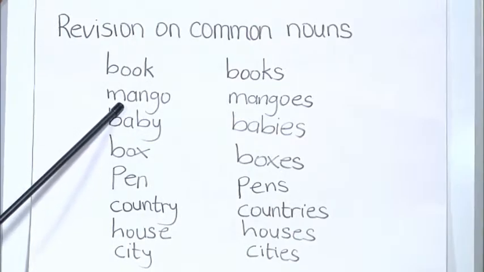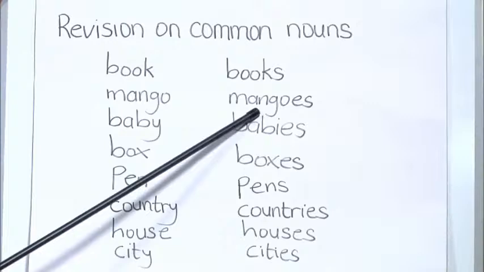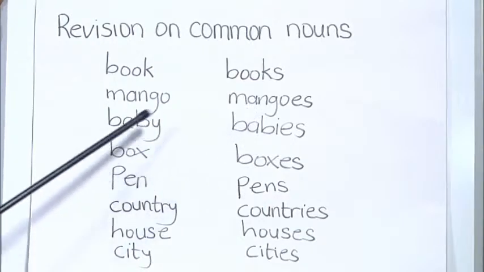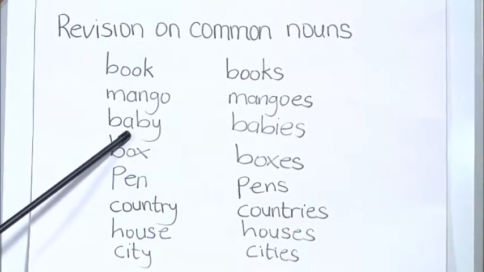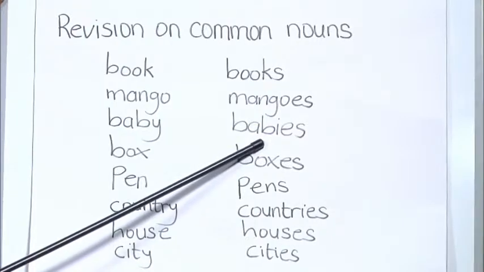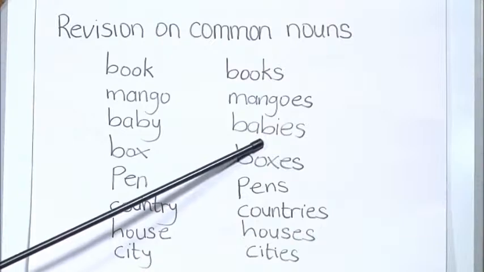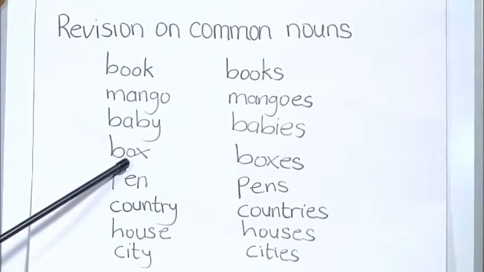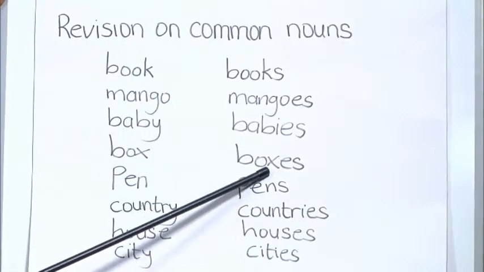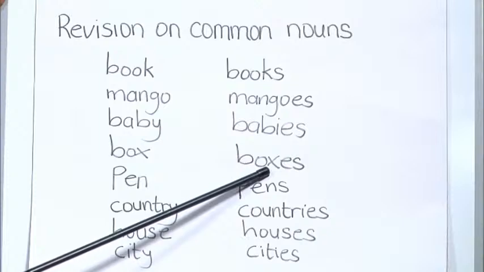Mango. We have plural form, mangoes. Can you say this? Baby. The plural is babies. We have here box. What's the plural form? Boxes.